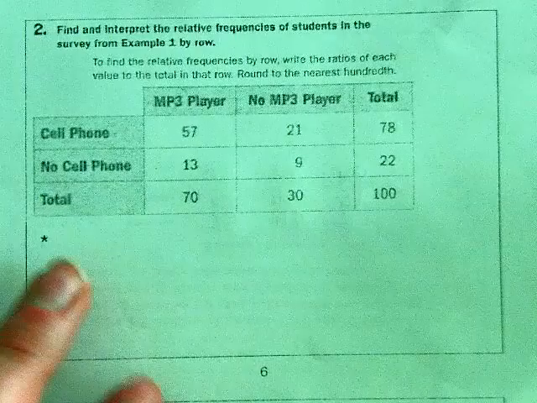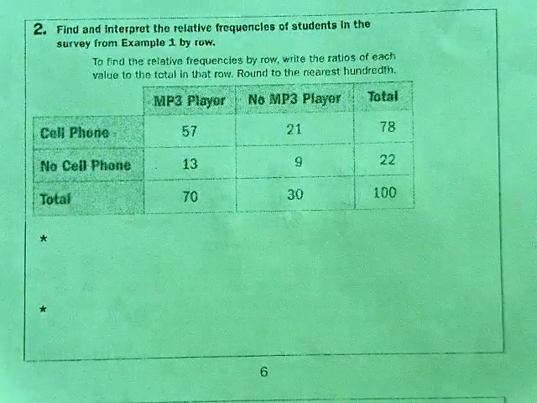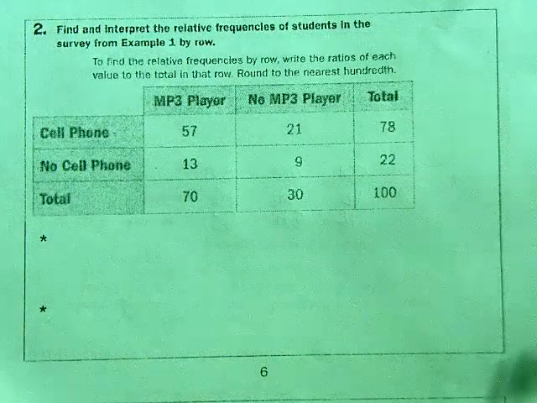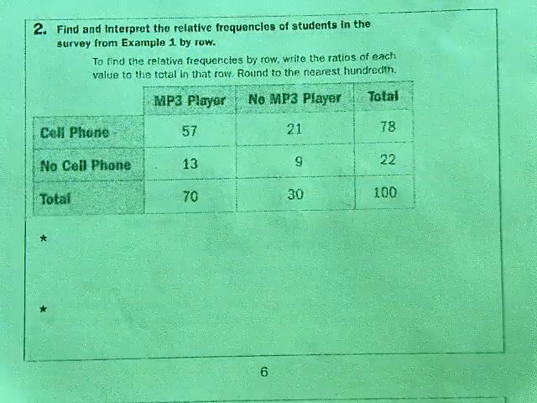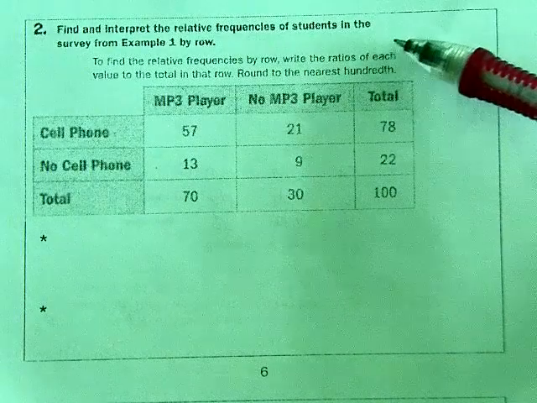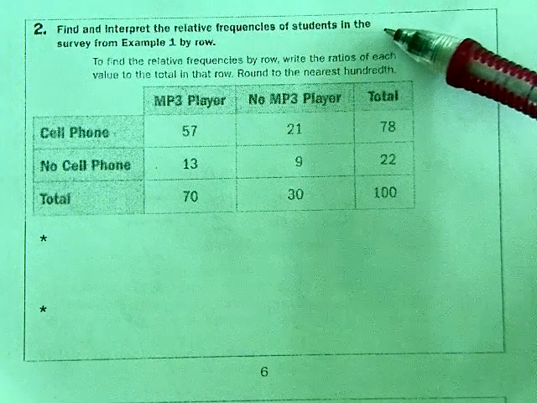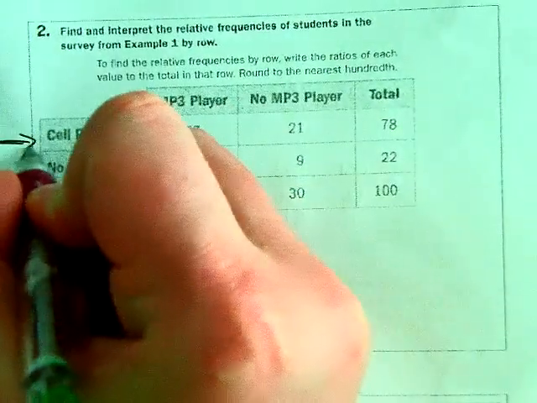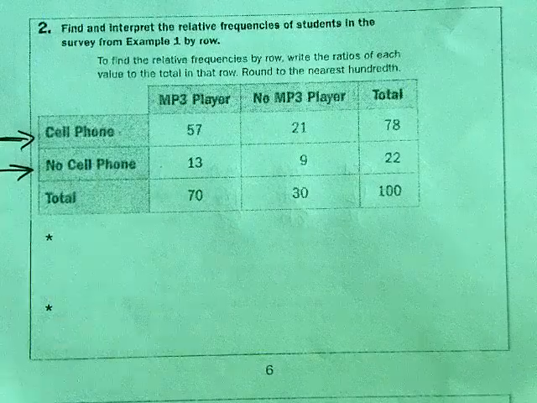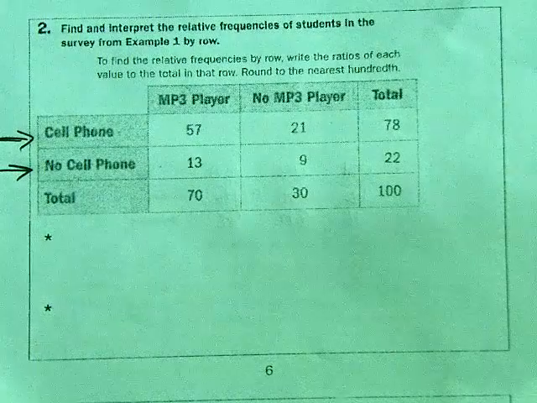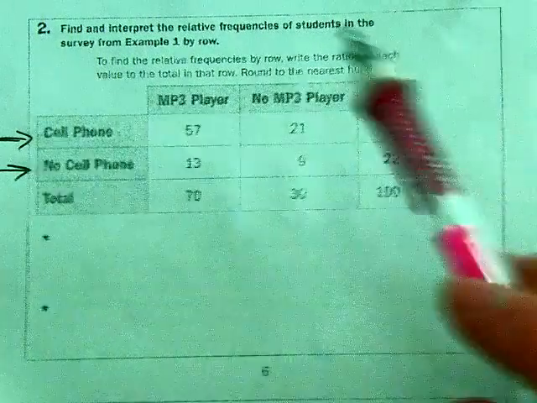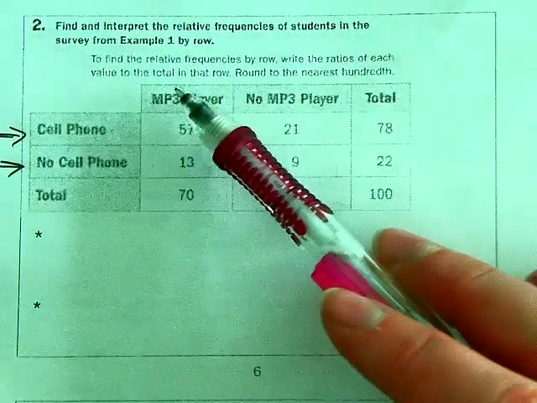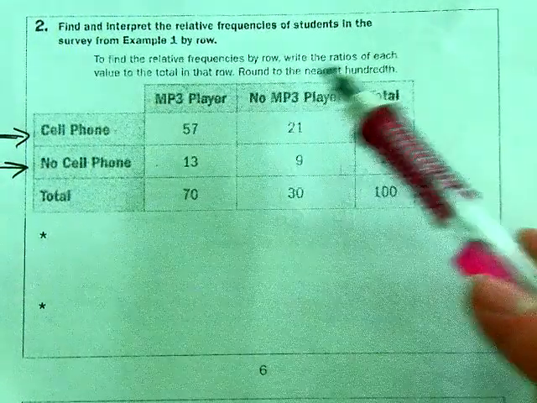Okay, so here are all our numbers from that other example. Find and interpret the relative frequencies of students in the survey from example 1 by row. So we're going to talk about these first. Cell phones or no cell phones, and one from each line. To find the relative frequencies by row, write the ratios of each value to the total in that row. Round to the nearest hundredth.